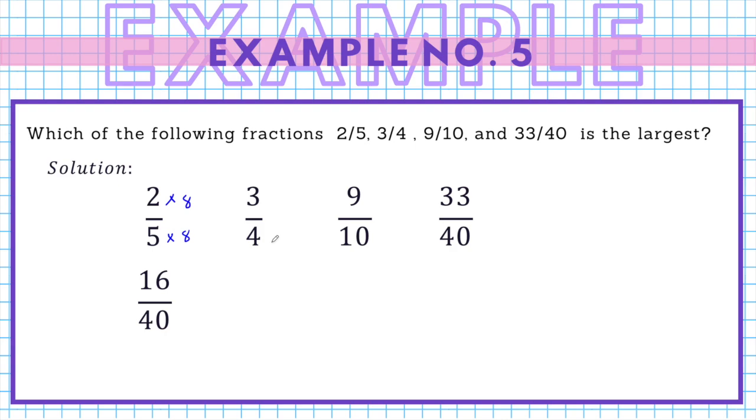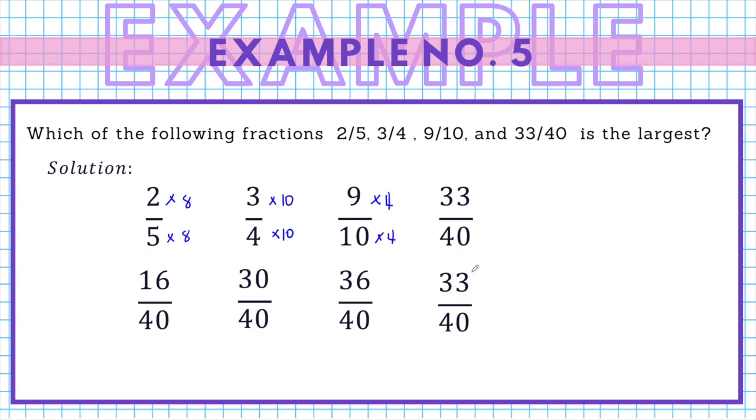Now, 40 divided by 4 is 10. So, we multiply 10 with both the numerator and the denominator. Therefore, we have 30/40. Now, dividing 40 by 10, we know that the quotient is 4. So, we multiply the numerator and the denominator by 4. Therefore, we have 36/40. As you can see, it's now easier to compare which one is the largest.